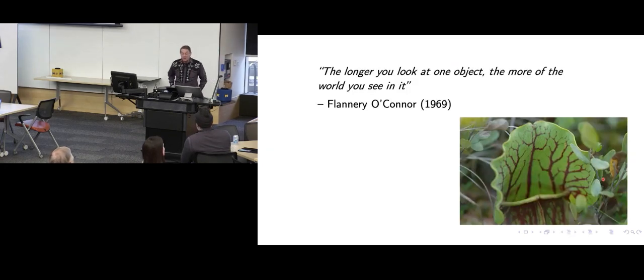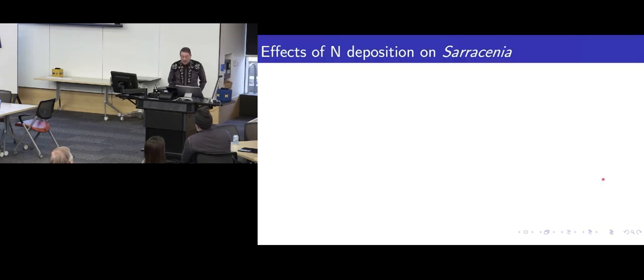I'll start with this quote from Flannery O'Connor: "The longer you look at one object, the more of the world you see in it." And that will be the theme for this presentation. I'm going to tell you about this remarkable single organism. We're going to look at it at a couple of different levels, and that's the pitcher plant Sarracenia. The unifying theme about this are the varied effects of nitrogen deposition in this system. And we're going to examine several different levels of biological organization to understand the consequences of nitrogen deposition.